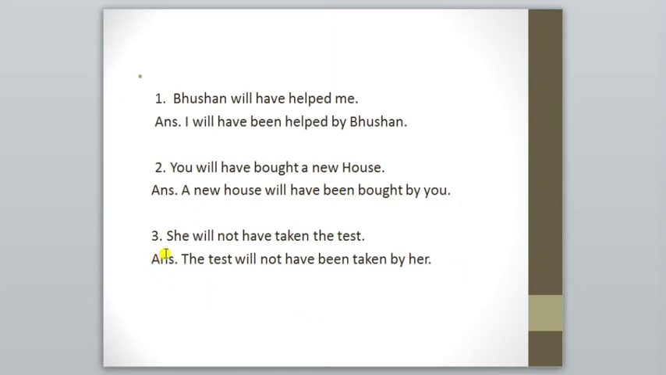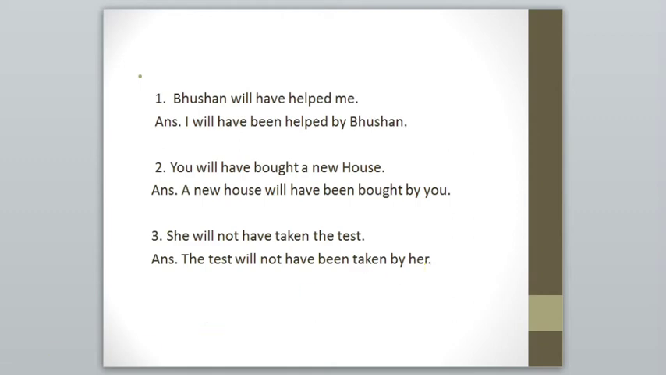Very good. Now the third sentence. She will not have taken the test. Bachcho, this is negative sentence. Very nice. She will not have taken the test. Here object, the test. Good. The test will not. Okay, you can write the won't also, otherwise you can write will not also. The test will not have been taken by her. Are you getting me? Good.